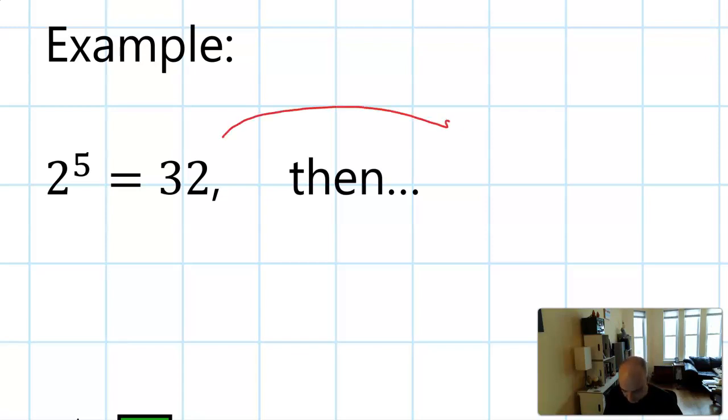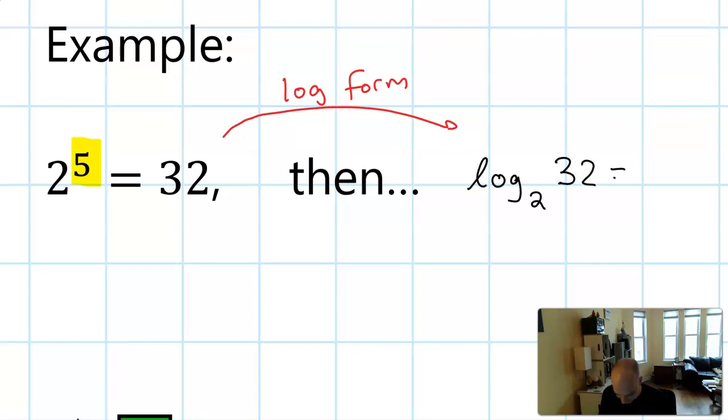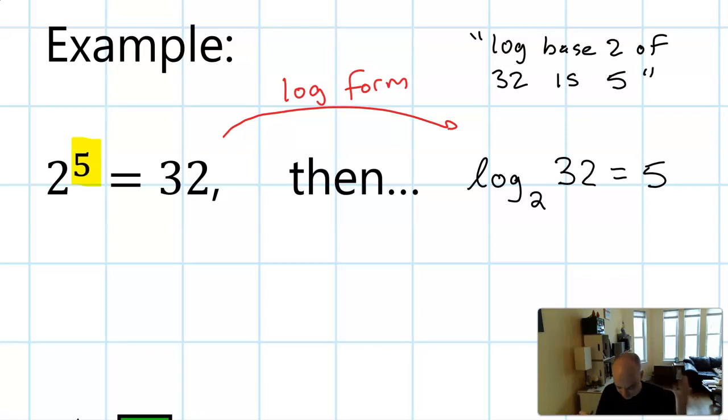In log form, we are solving for the exponent. And what we're going to write is the log base 2 of 32 equals 5. So we say log base 2 of 32 is 5. That's how we talk about it.